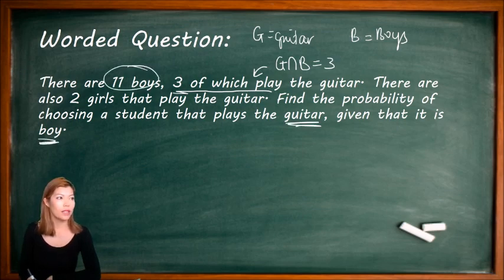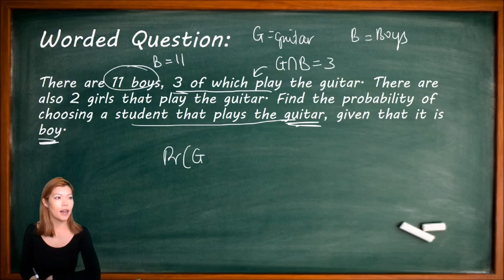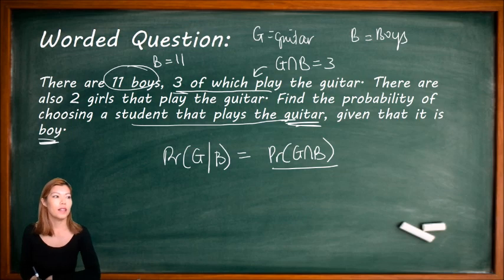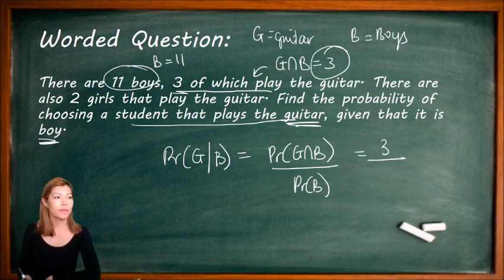Now, there are 11 boys, so boys is 11. And that's all we need, because the question is probability of choosing a student that plays guitar. So probability of a student that plays guitar given that it is a boy. So remember the formula: it is the intersect of the 2 things that we're talking about over the second thing, given that it's a boy, so probability of B. So now we have the intersect is 3 and the boys is 11. So the answer is 3 over 11, just as we expected, like we did in the Venn diagram before.